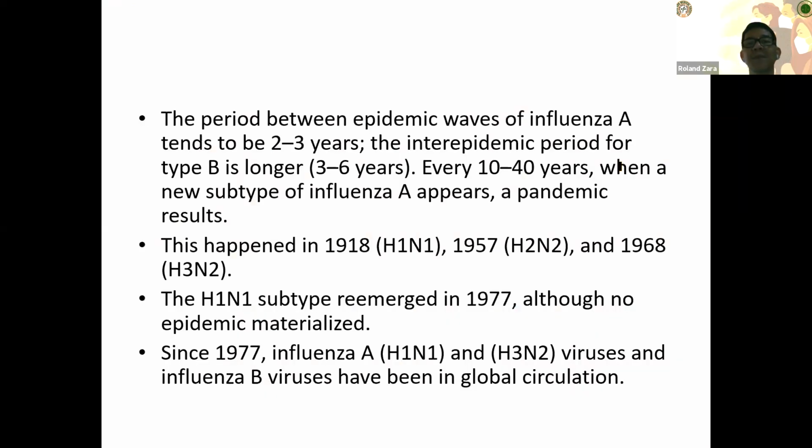Okay, so the period between epidemic waves of influenza A tends to be 2 to 3 years. Okay, so we have this happened in 1918, H1N1, 1957, H2N2, 1968, H3N2. So your H1N1, we call it Hini, sometimes emerged in 1977, although no epidemic materialized. Since 1977, H1N1 and H3N2 viruses have been in global circulation.